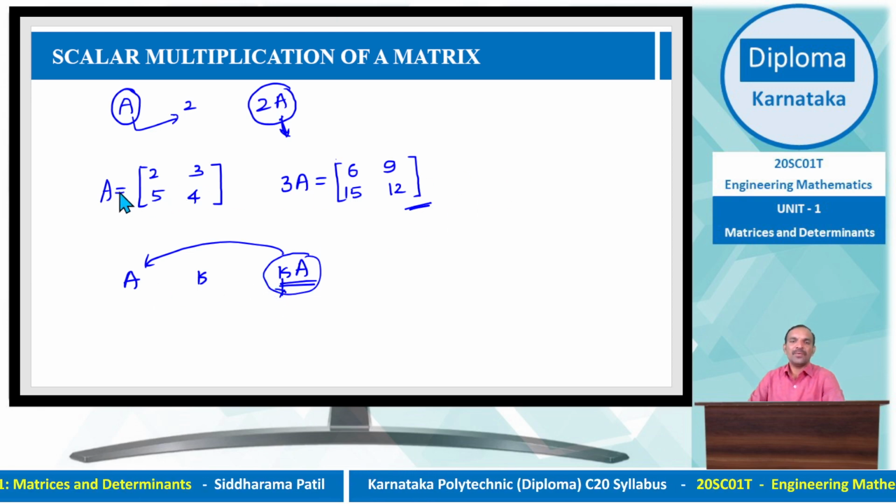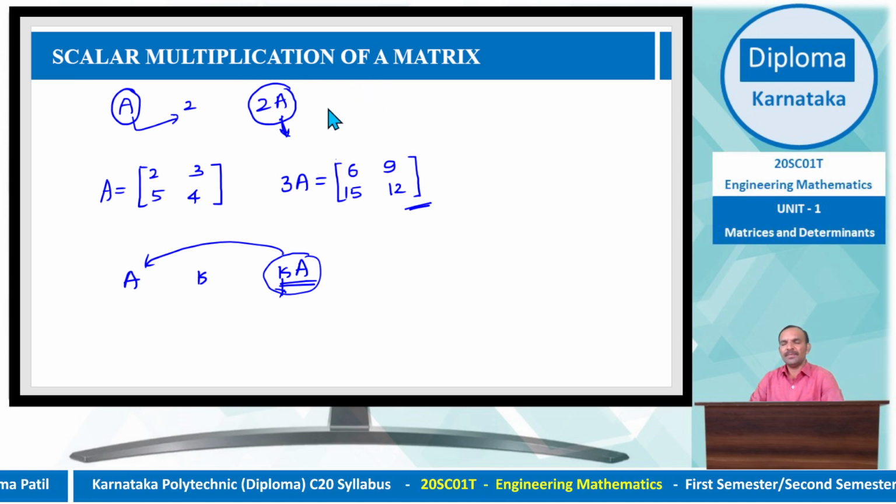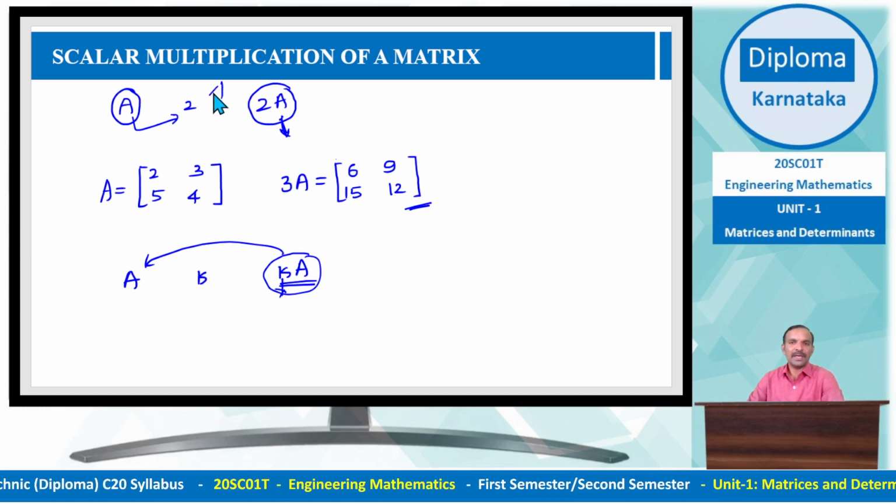Now if you do 4A on the same matrix, then you have to multiply each element by 4. This is called scalar multiplication of a matrix. One of the simple concepts. If you multiply all elements of a matrix by a number, it is called scalar multiplication.